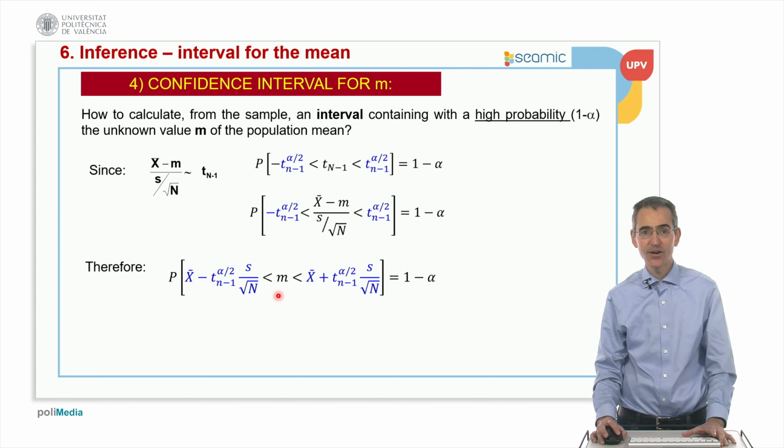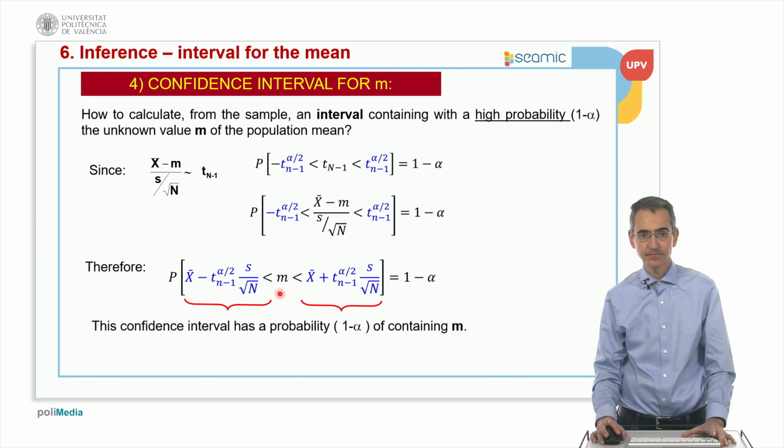So this is a confidence interval 1 minus alpha, okay? This confidence interval has a probability 1 minus alpha of containing m. Remember that alpha is called significance level and 1 minus alpha is called confidence level, okay, for this reason. So this interval contains with 95% confidence level, 95% is the most common confidence level, the real value m. Okay, 1 minus alpha, confidence level.